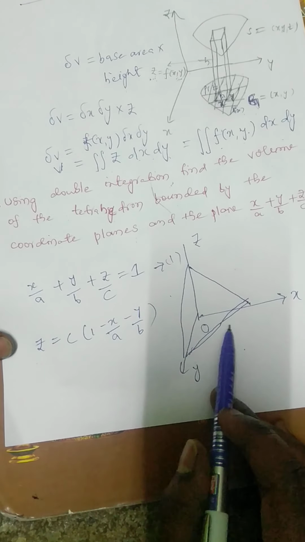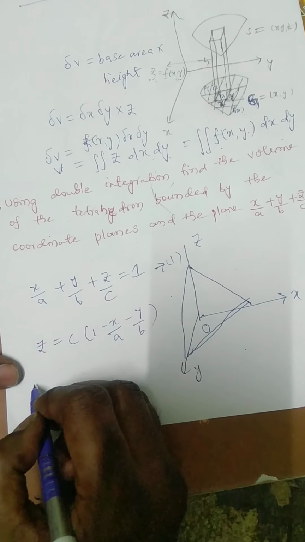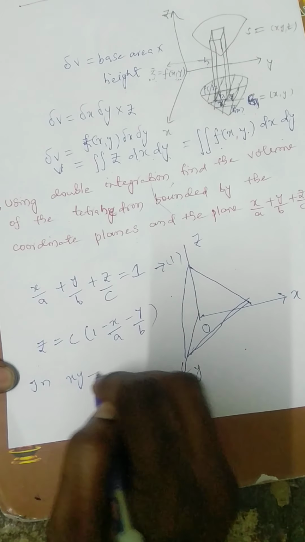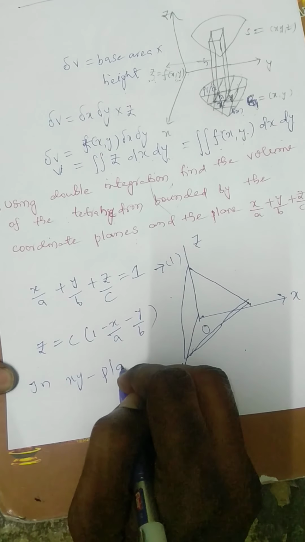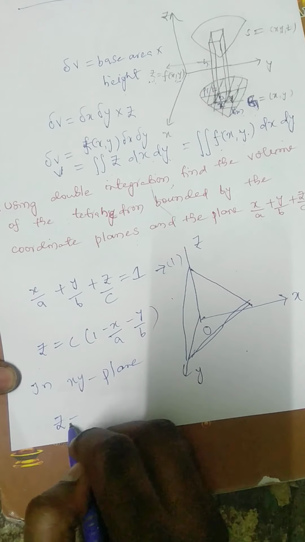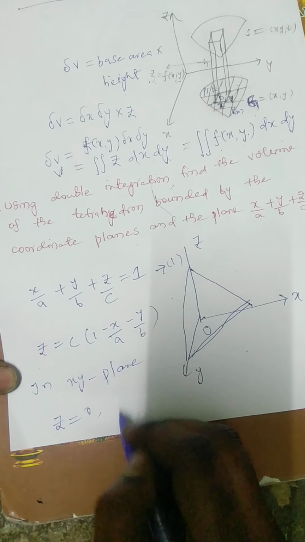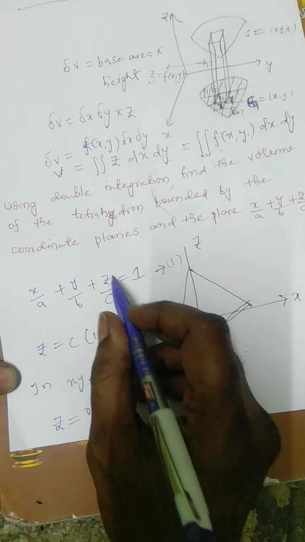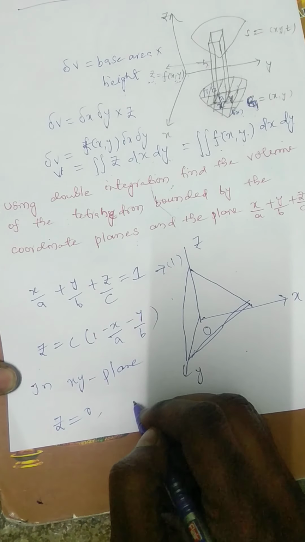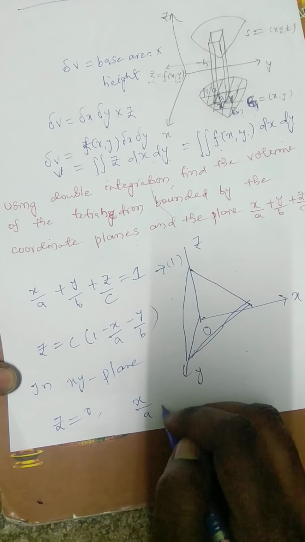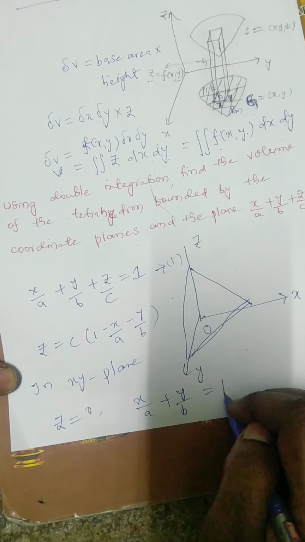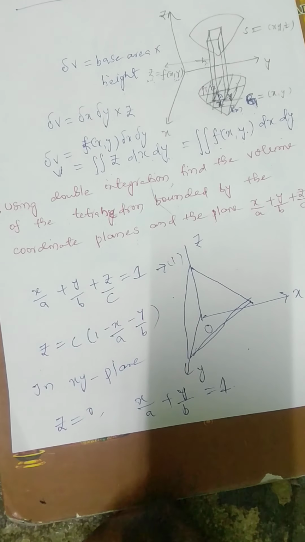Now in the xy plane, z is 0, right? z equals 0. Then equation 1 becomes, in equation 1 z is 0, then you'll get x by a plus y by b equals to 1.